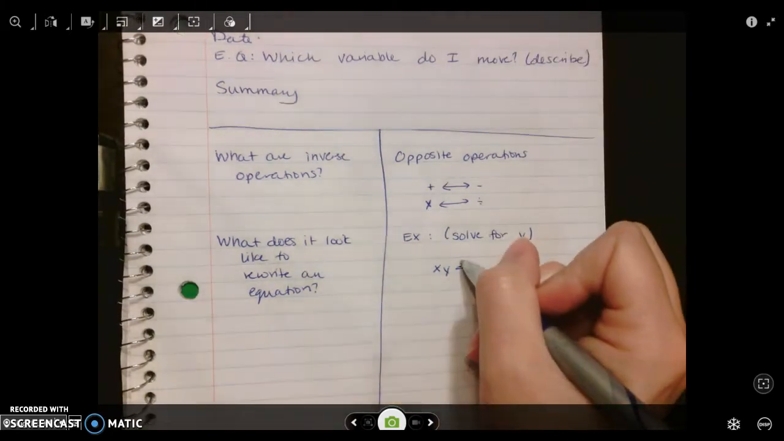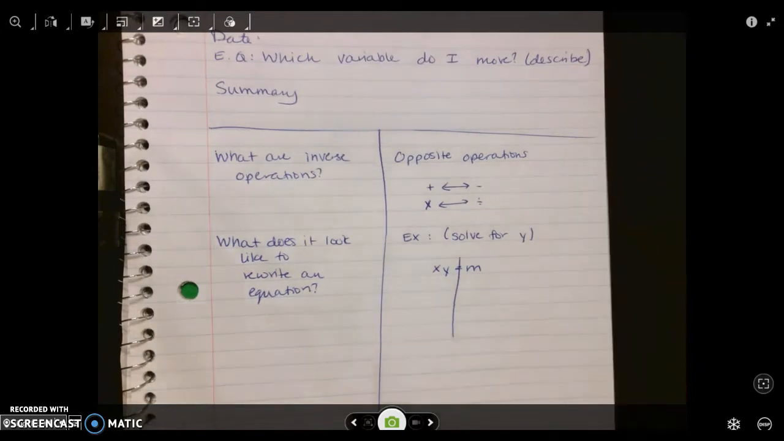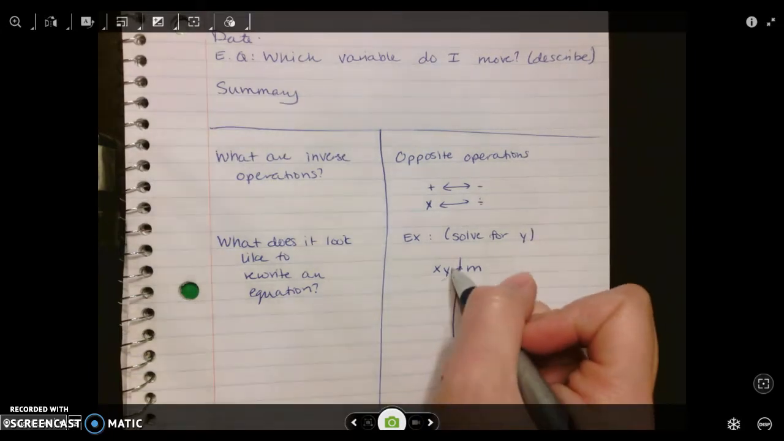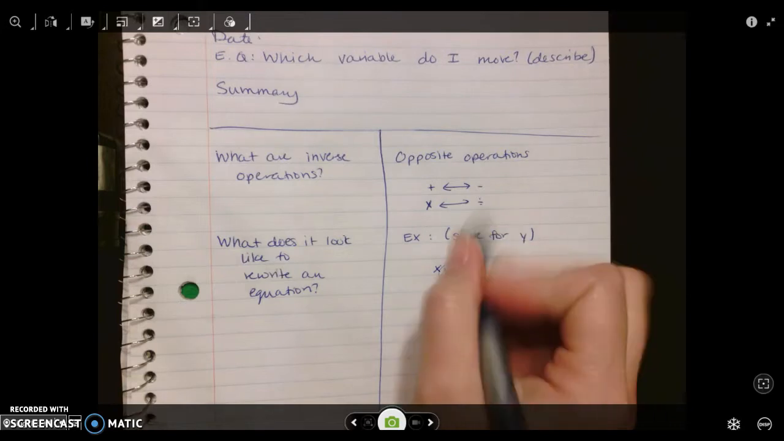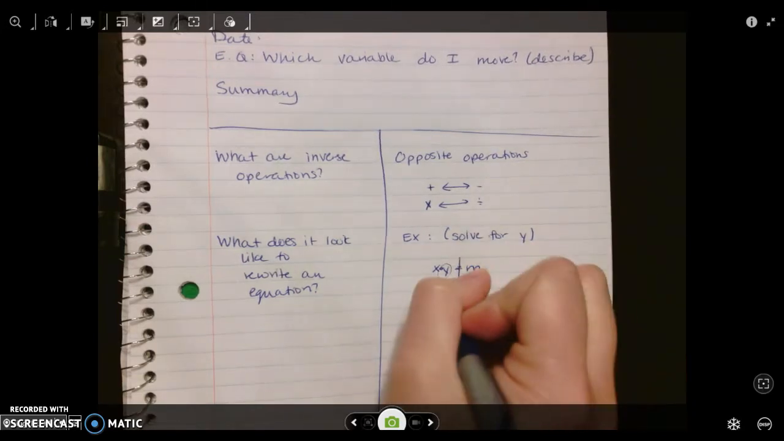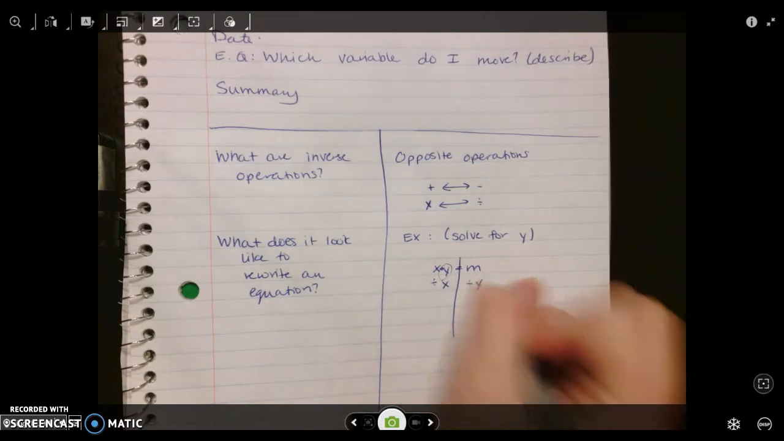So the idea is still the same. This is balanced, but now you just see a ton of variables, which can be a little overwhelming for some students, but the concepts are still there. This is the thing we're solving for. Right now they're touching, so it means multiplying. So how do you undo that? We would divide both sides by x.